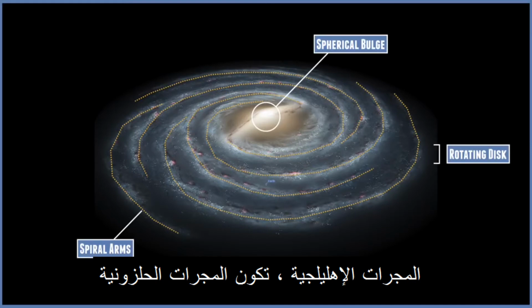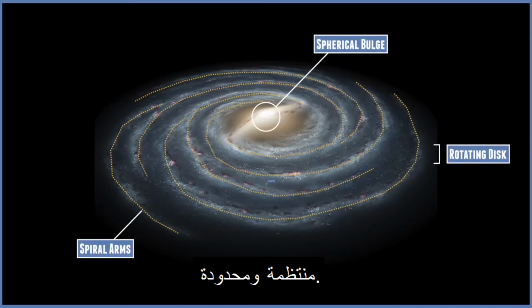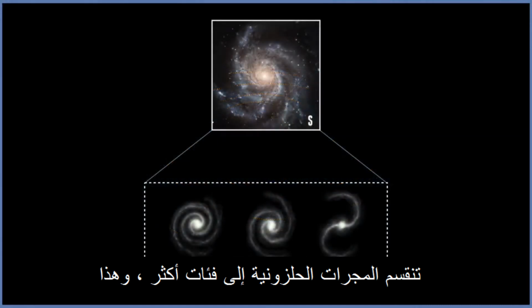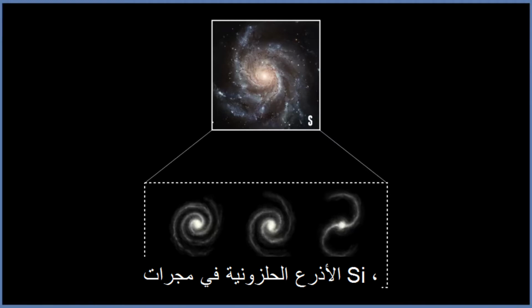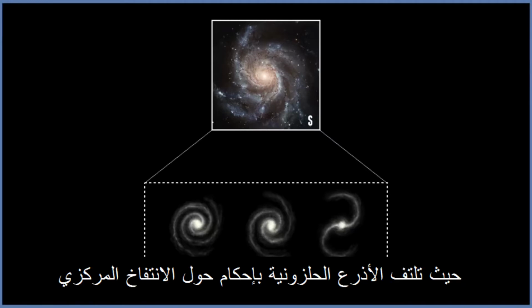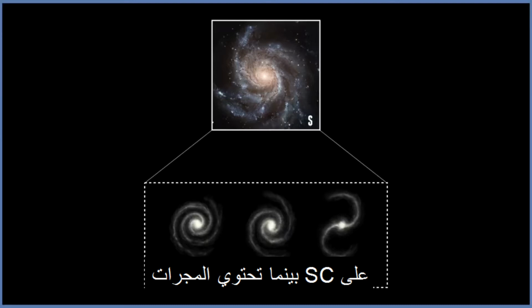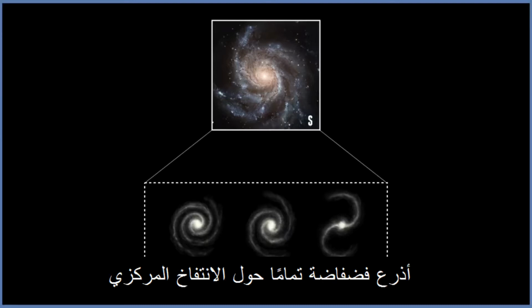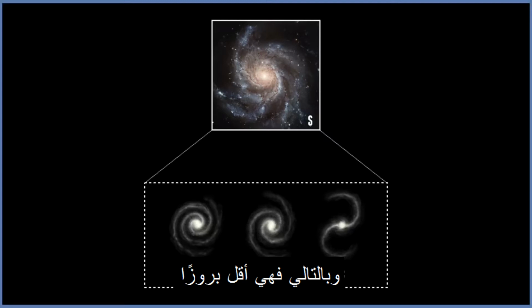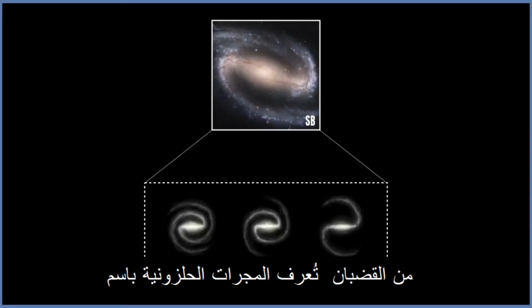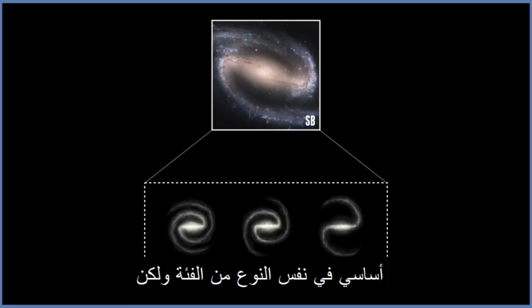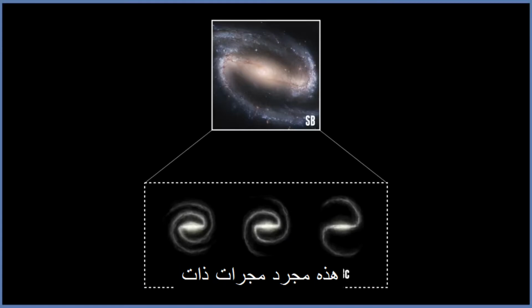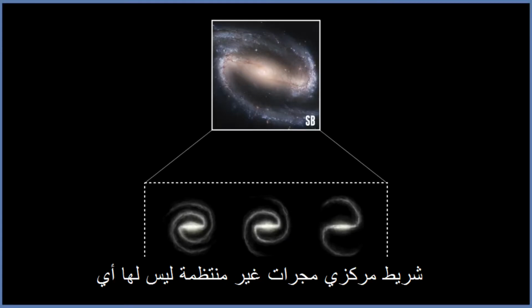And just like the ellipticals, the spiral galaxies, both regular and barred spirals, are subdivided into more categories. This depends on how tightly wound the spiral arms are. In SA galaxies, the spiral arms are tightly wound around the central bulge, whereas the SC galaxies have arms that are quite loose around the central bulge, and therefore are less prominent. The barred spiral galaxies are known as SBA, SBB, and SBC, and these are basically put in the same type of category, but these are just simply galaxies with a central bar.